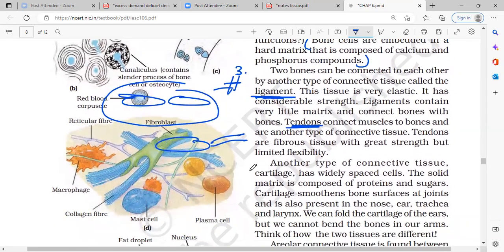Okay, then the other is cartilage. What is cartilage basically? Cartilage smoothens the bone surface at joints. If you touch your ear, you will feel there are bones, but they are very smooth and flexible. So they are not bone actually, they are cartilage. The bones which are smooth are known as cartilage. Clear?